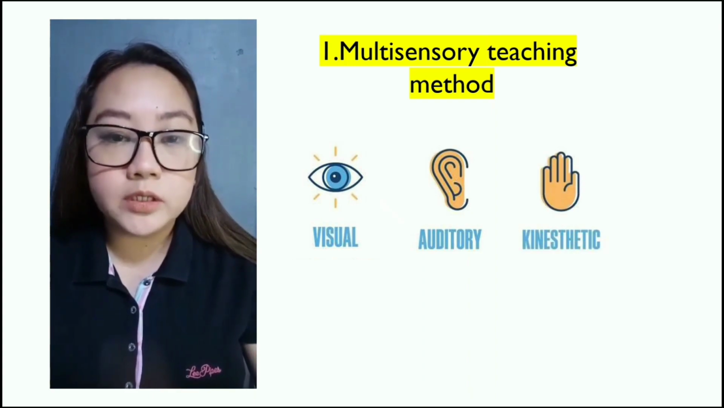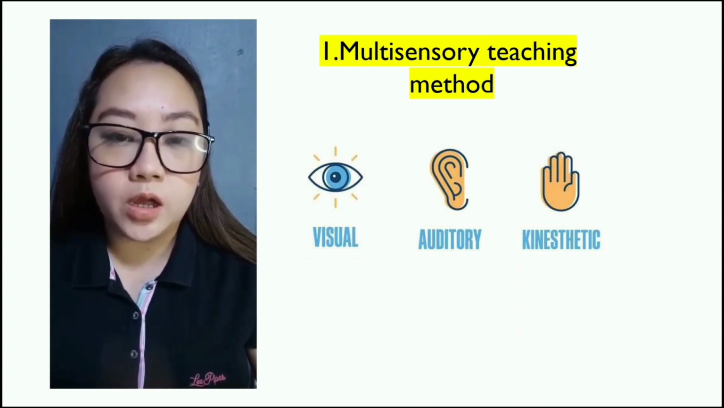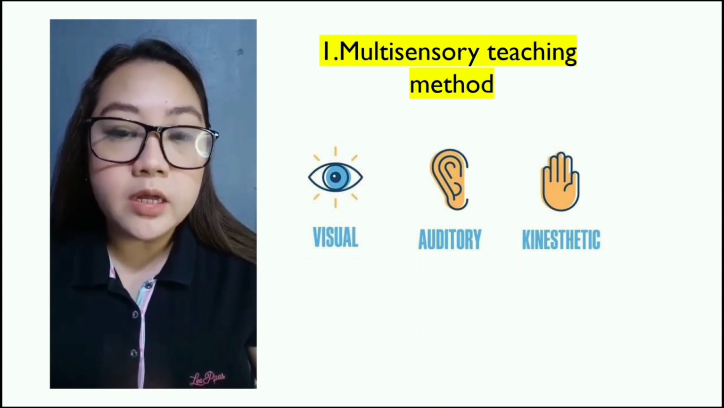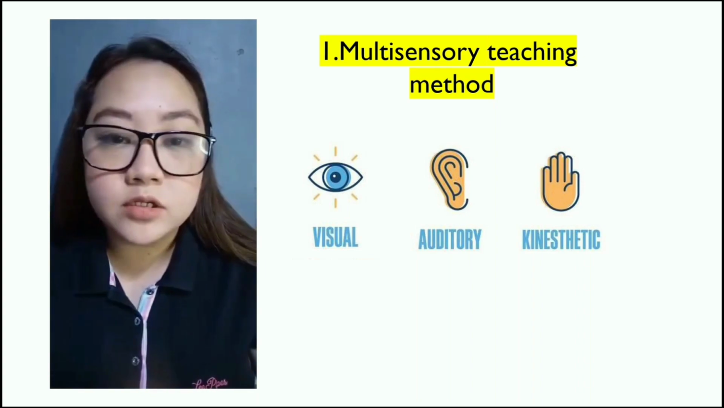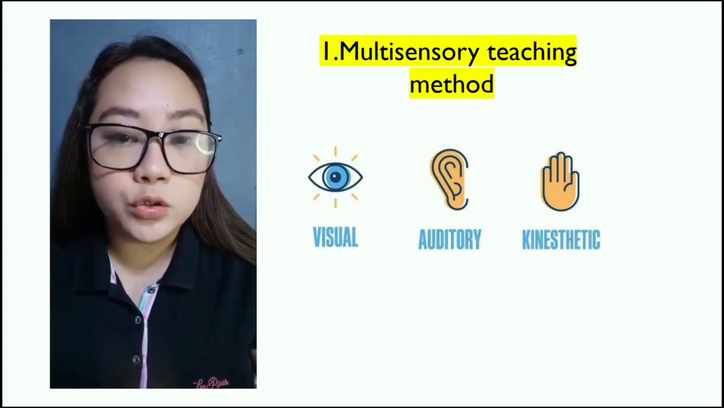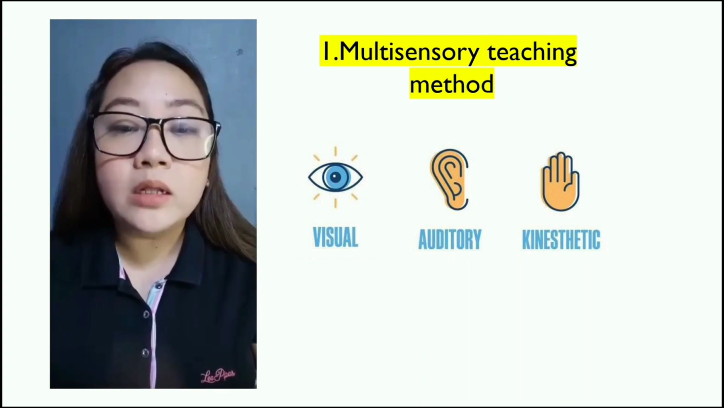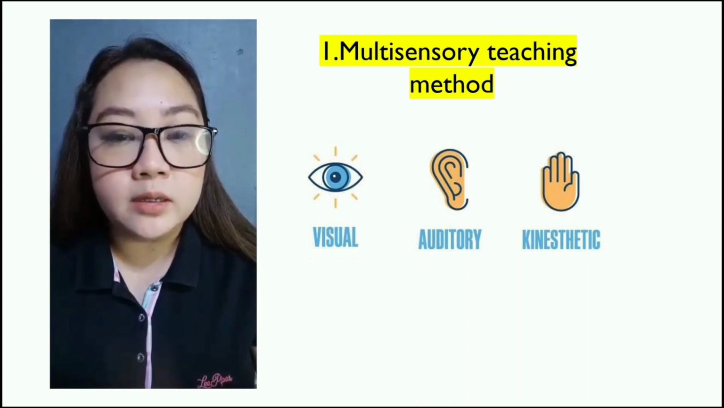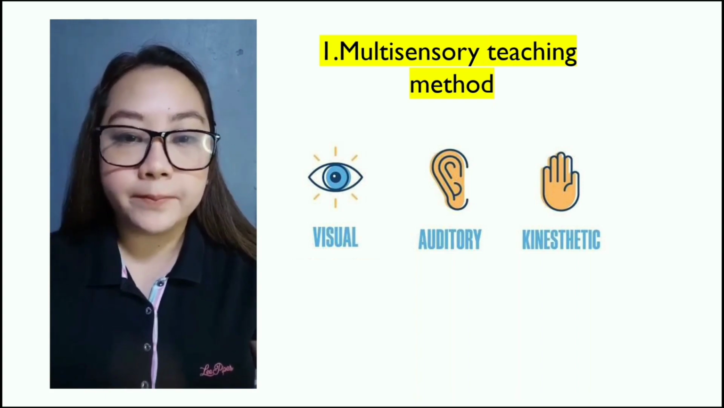Number one is using the multisensory teaching method. Teaching by using multiple senses like sight, hearing, smell, touch, and even taste. This kind of method strengthens the learning pathways of the brain, which are the visual, auditory, and kinesthetic. Tapping on learning pathways while teaching will ensure that the knowledge is moved from short-term to long-term memory.